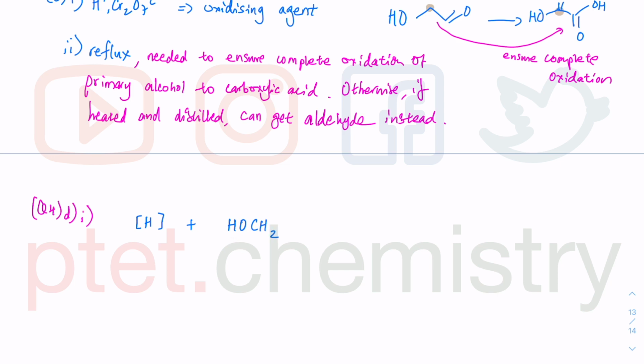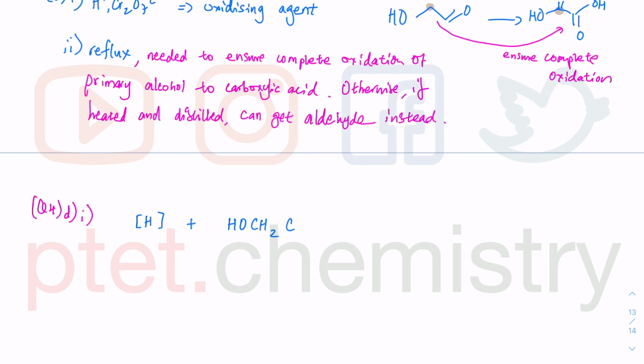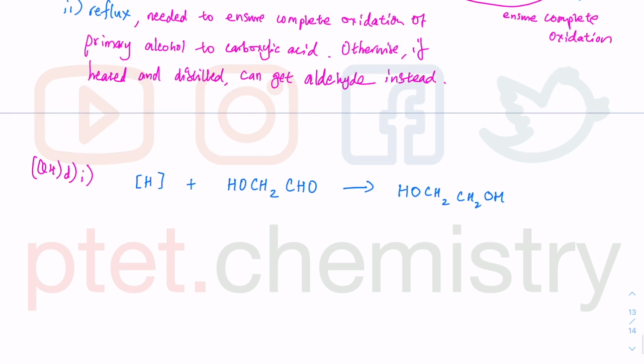CH2OH written from left to right, HOCH2, and then CHO for the aldehyde. And then you are going to get HOCH2CH2OH. It looks complicated like this. It might be a lot easier for the sake of balancing to just use molecular formula. So C2H4O2 plus H gives C2H6O2.